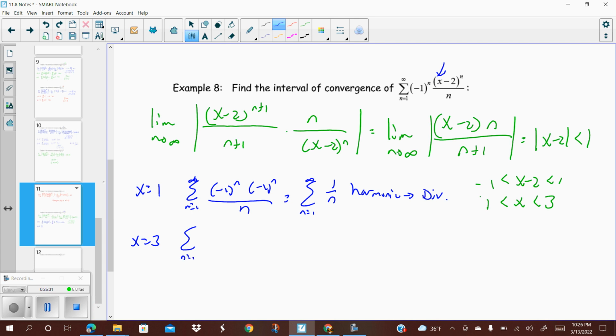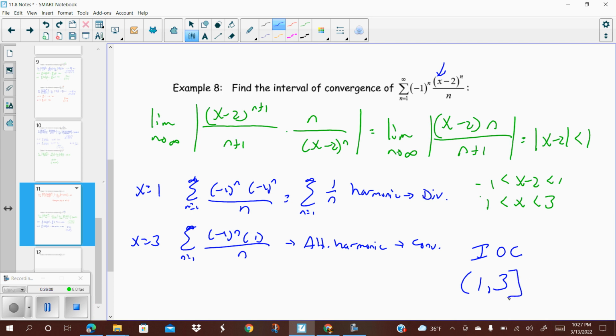which should now give us the sum from 1 to infinity of negative 1 to the n times 1 to the n, which is just 1, over n. Well, the second one, the positive one up there, doesn't really mean anything. So ultimately you have negative 1 to the n over n, which again is the alternating harmonic, or alternating series test, and that gives you convergent. So our interval of convergence for this one should be from 1 to 3, not including 1, but including 3. That is your interval of convergence.